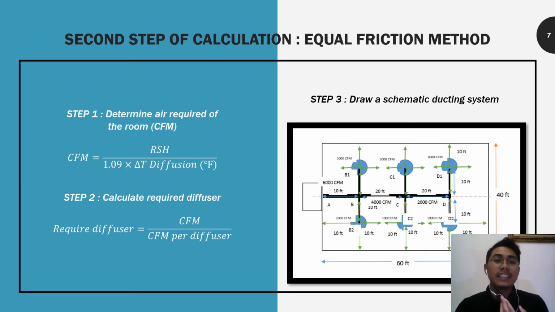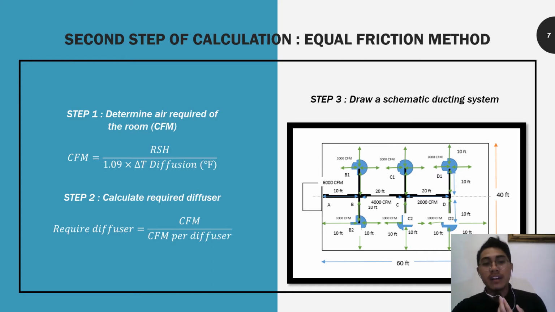And this is the second step of calculation, the equal friction method. It is divided into 5 steps. The first step of this second step is to determine the air required for the room, CFM. Below is the formula for the first step, which is CFM equal to RSH divided by 1.9 times 22, which is the total division.